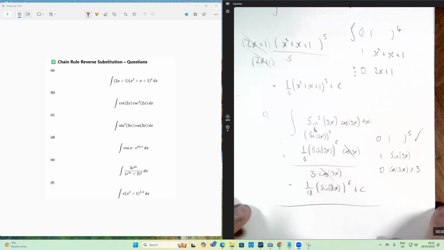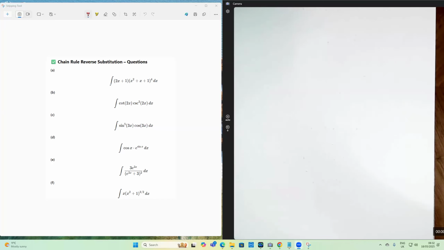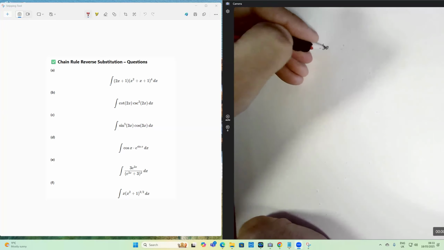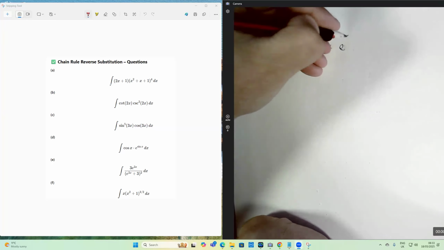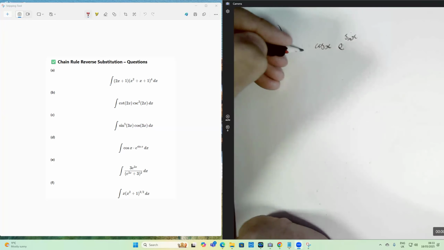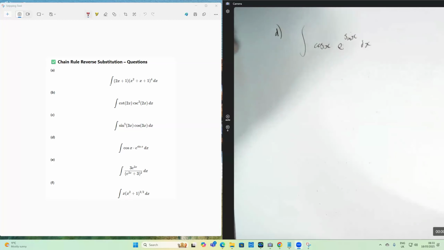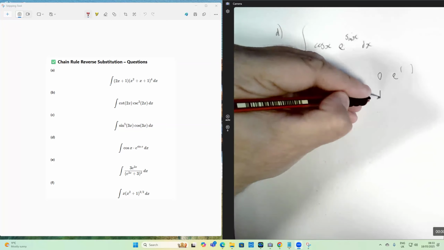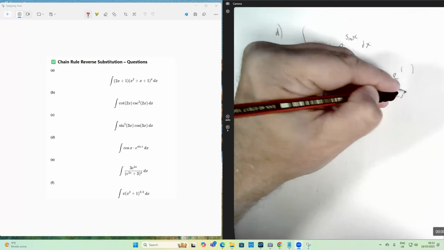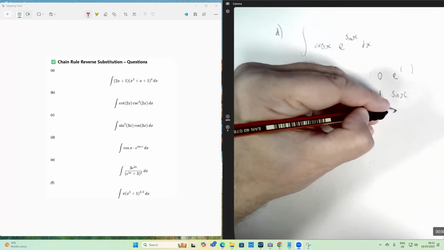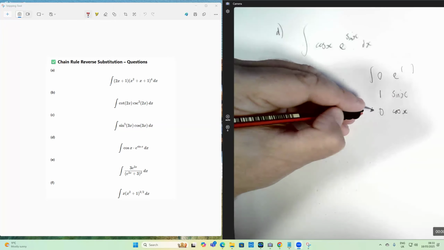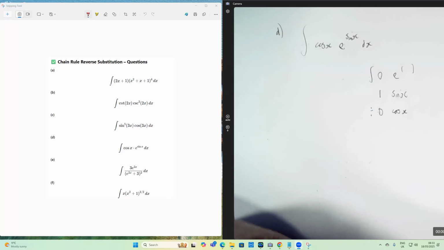Okay, let's do another one while we're on this little practicing. Let's do D. Okay, so we have got cos x, and we've got e to the power of sine x. Okay, we're integrating that. So here, my outer is e to the something. My inner is sine x. The derivative of sine x is cos x. So I'm going to integrate the outer function and divide by the derivative of the inner function.